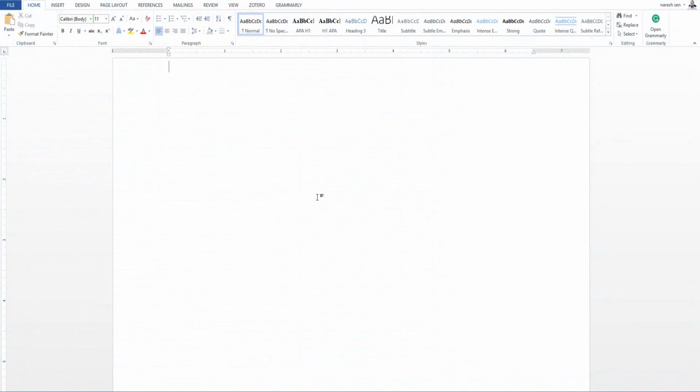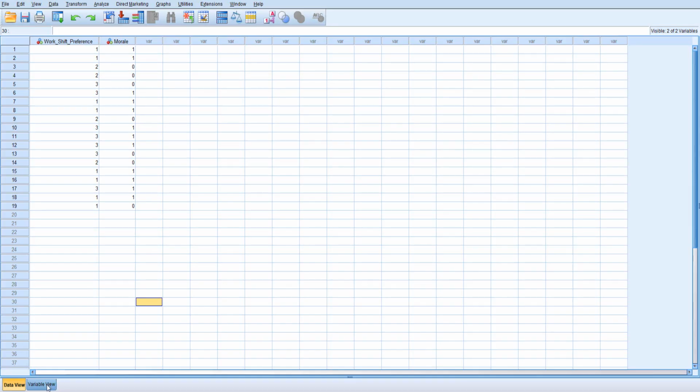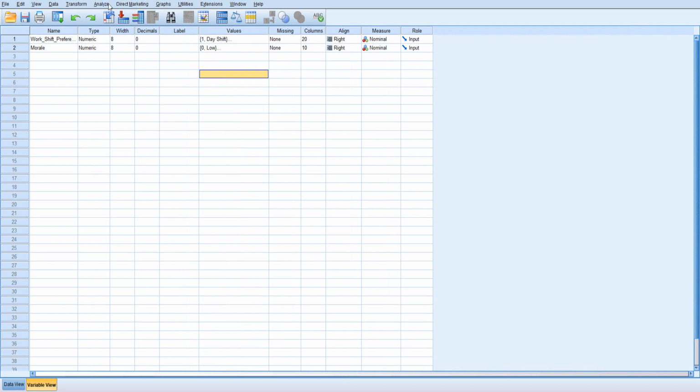Before we start this assignment, we need to have a research question and the hypothesis for us to work out. Otherwise, on what basis will we be doing all of those tests? So I have made it ready. So this is our research question and this is our hypothesis. The null hypothesis is that there is not a statistical significance, and the alternative hypothesis would be there is a statistical significance association between work shift preference and moral. Okay, let's go and do our test.